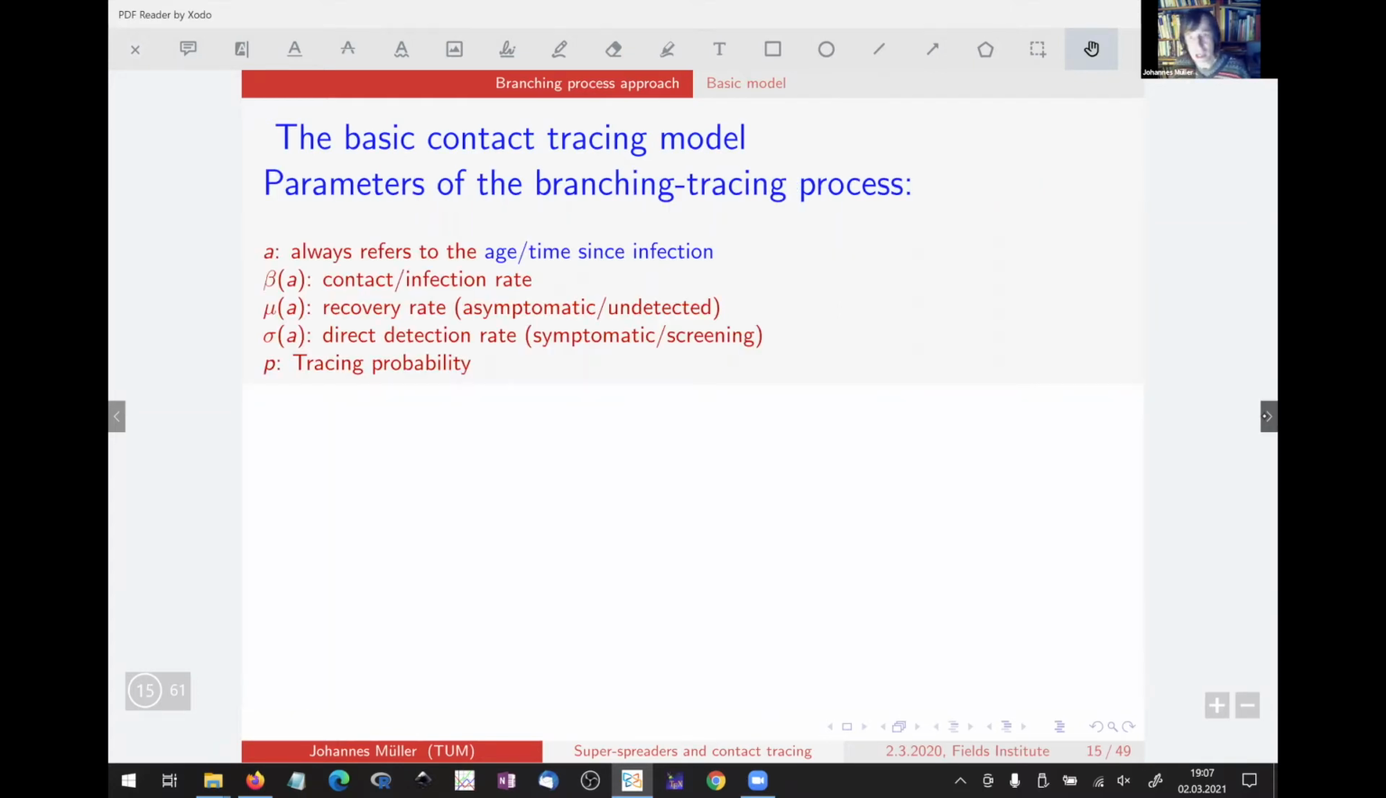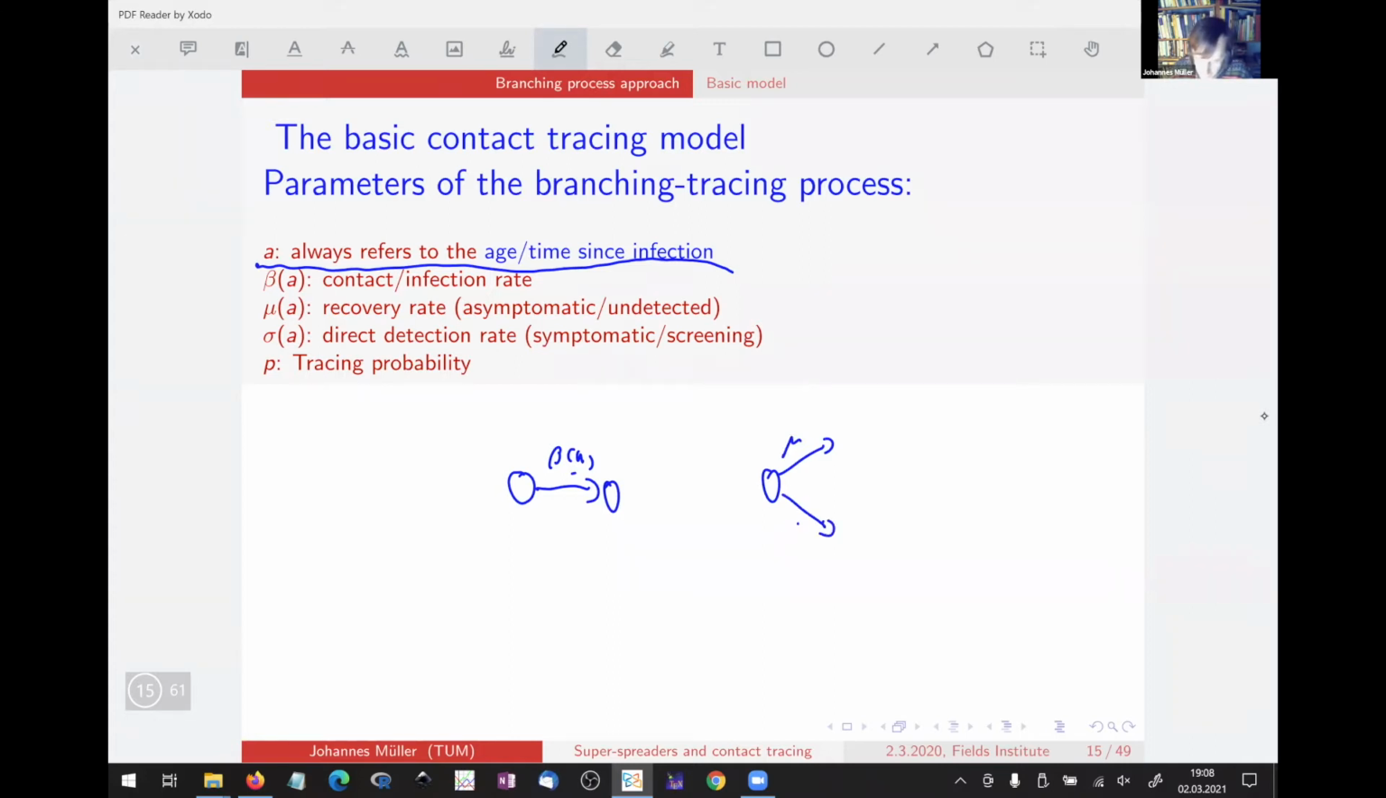So if we again look at our process, we have a few parameters, not too many. So we have contact rate, beta, which depends on A, and A is always the age, or the time since infection. So A is never the chronological age, but it's always the time since infection. And the contact rate, or better, the infection rate, of course, might depend on this time since infection. And we have two different recovery rates.